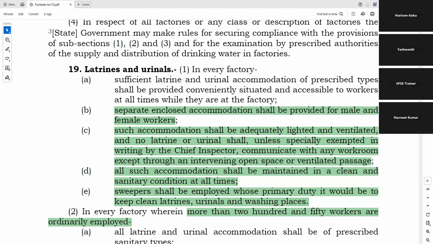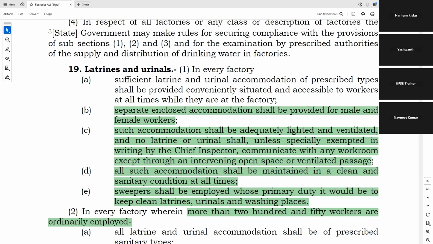Then all such accommodation shall be maintained in a clean and sanitary condition. Those have to be maintained very cleanly. Sweepers shall be employed, whose primary duty will be to keep the latrines, urinals and washing places clean. So we have to hire a few people who can clean these toilets, urinals and washing areas.